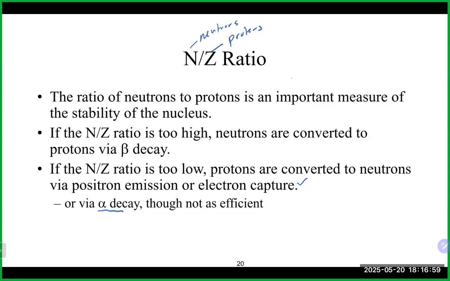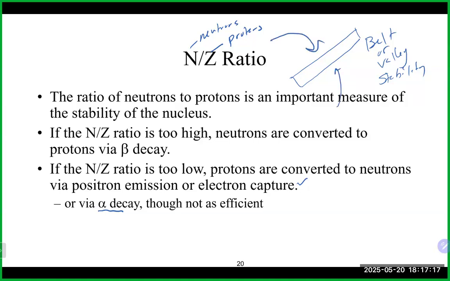We will see shortly there is what is sometimes referred to as the belt of stability or the valley of stability. And when we talk about too high or too low, we're talking about whether the ratio is above the valley of stability, or belt of stability, or it is too low. Now, for it being too low, we could either do a positron emission or an electron capture. And the reason you have both of those options is they will give you the same thing.